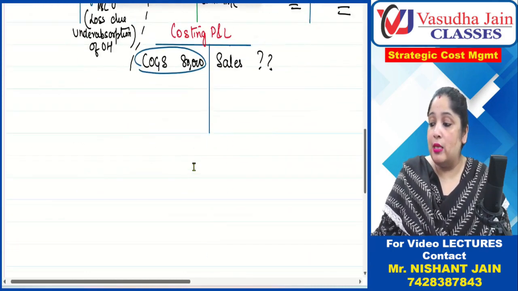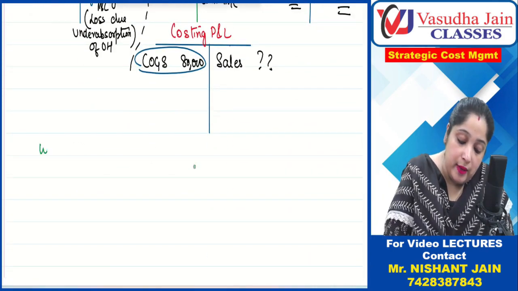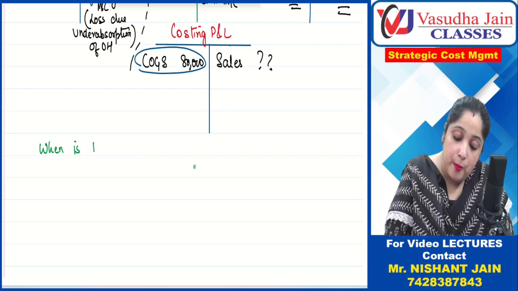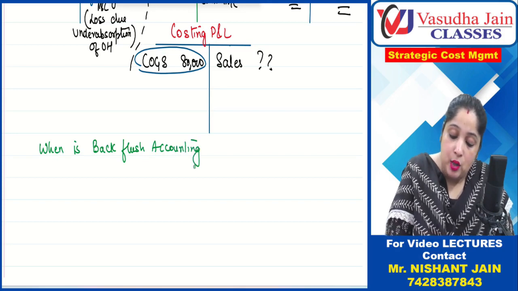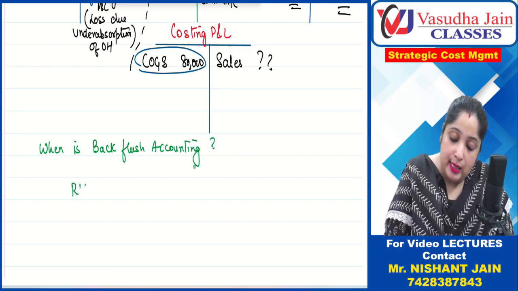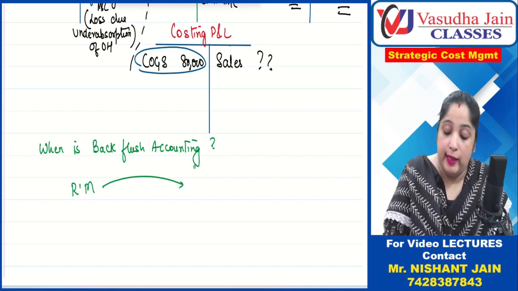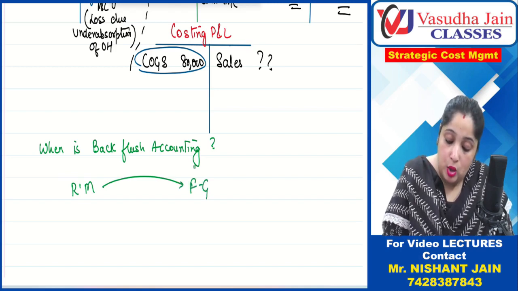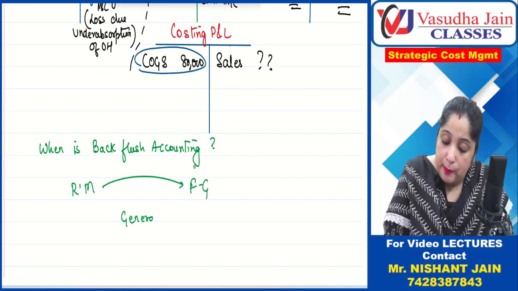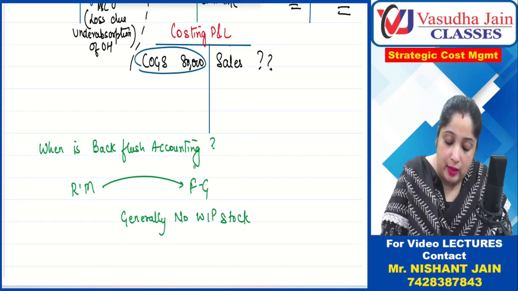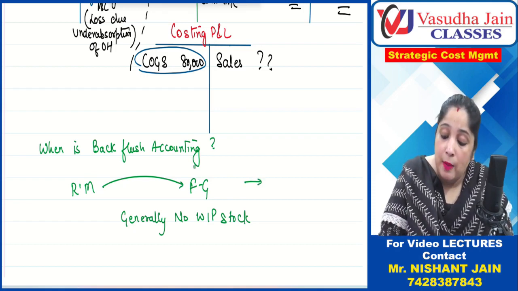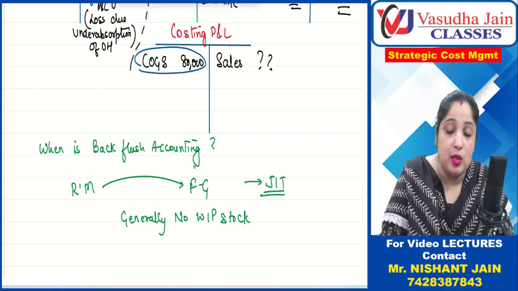So now the question is, when is backflush accounting used? It is used when your raw material is directly converted into finished goods immediately. Generally there is no work in progress as such, no work in progress stock is left, everything is immediately converted. If you have heard about just in time, we have already taught you what is just in time.